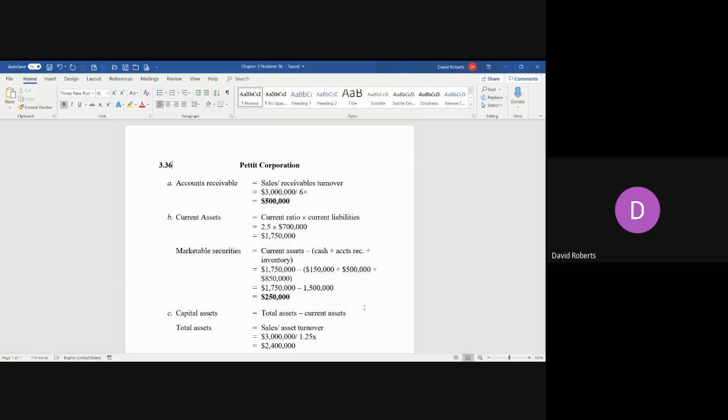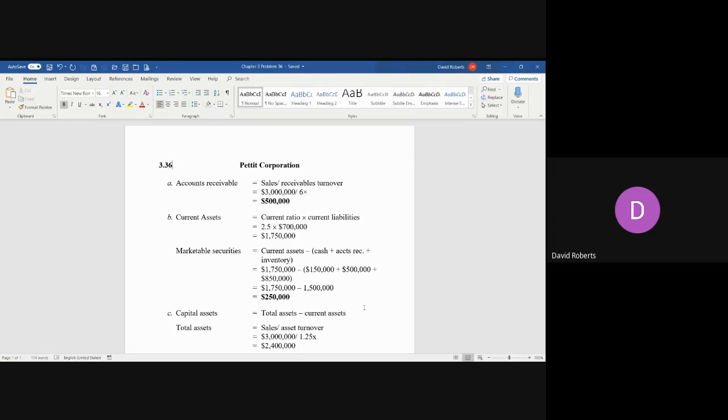We have a difference or discrepancy between the 1.75 million and the 1.5 million. And what is that? That is marketable securities. Marketable securities are items that are traded in the current market, or it's in the money market, sorry. And what they are, things like notes payable, notes receivable in this particular case.